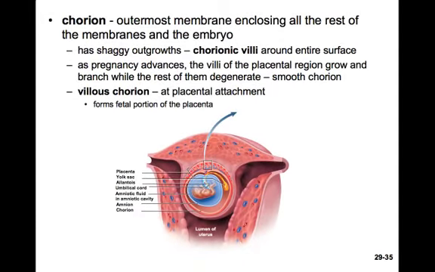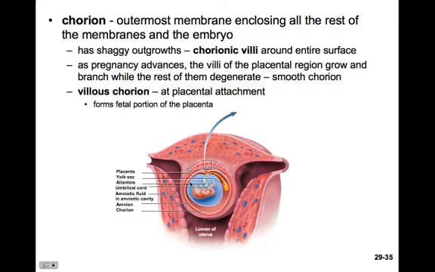Finally, the chorion. It's the outermost layer, and it encloses all the rest of the membranes, as well as the embryo. You can see the chorion here surrounding the outer edge of the uterus. The chorion has shaggy outgrowths that are called chorionic villi.